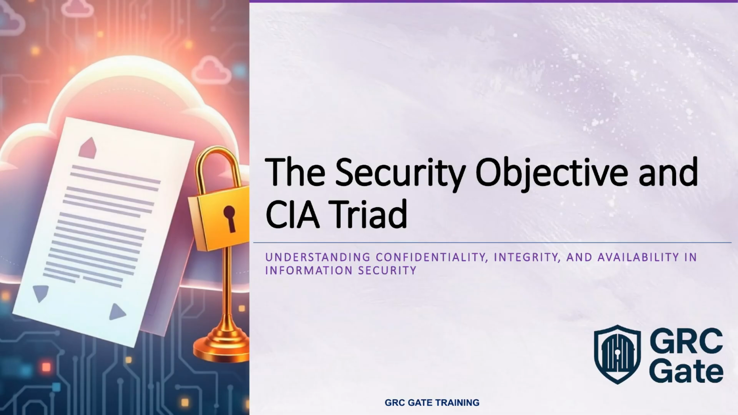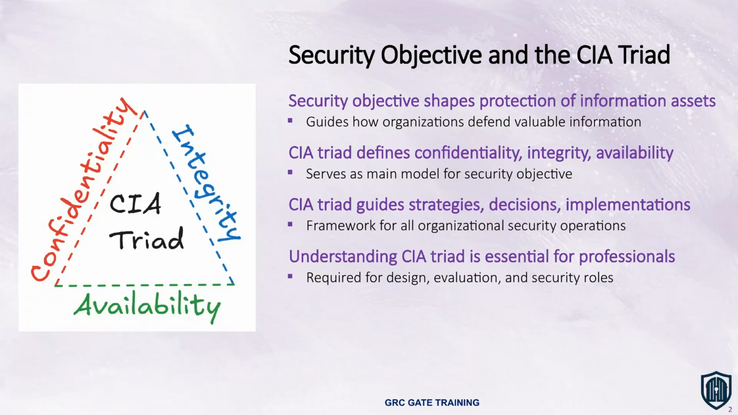The security objective is a fundamental concept in information security, shaping how organizations protect their most valuable information assets. The CIA Triad, which stands for confidentiality, integrity, and availability, is the primary model used to define and achieve this objective. It serves as the guiding framework for all security strategies, decisions, and implementations within modern organizations. A thorough understanding of the CIA Triad is essential for anyone involved in designing, evaluating, or maintaining a strong security posture, whether preparing for a leadership role in security or working as an experienced information technology professional.